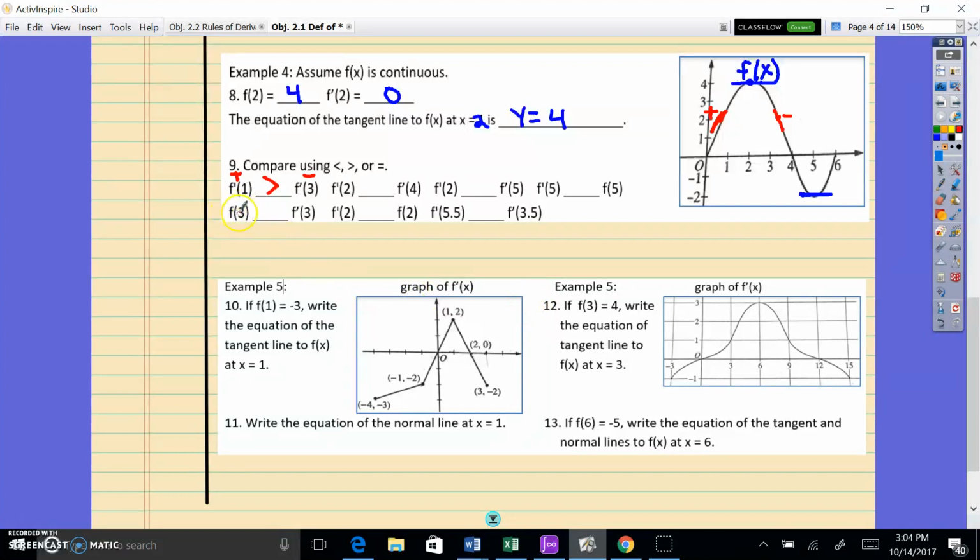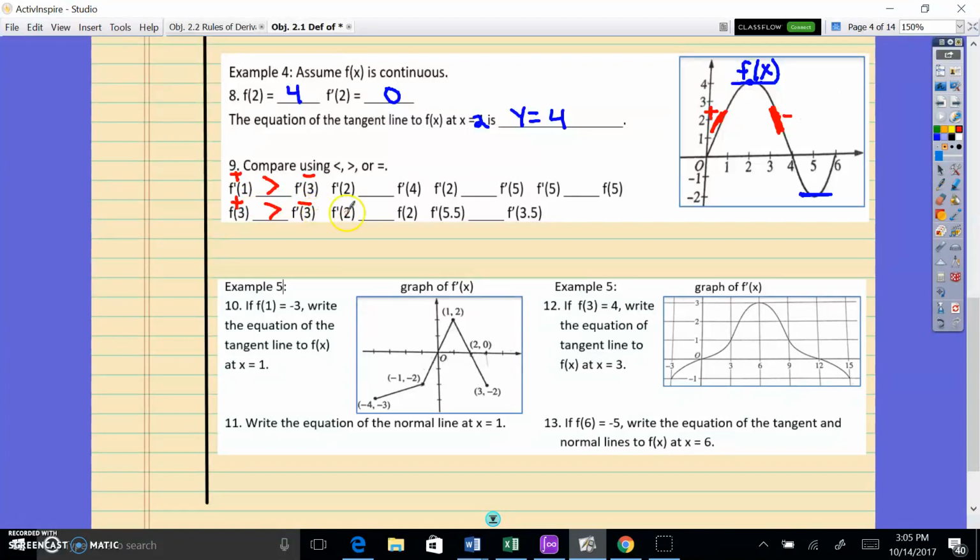The next example is f of 3. f of 3 is the actual y value. Again, it looks like maybe 2 or a little bit bigger than 2, but either way, it's a positive value. But now it's asking me to compare it with the slope at that point. Well, the value versus the slope. The slope is negative, the value is positive. Remember, this is just a y value, and this is a slope. So again, positive beats negative.